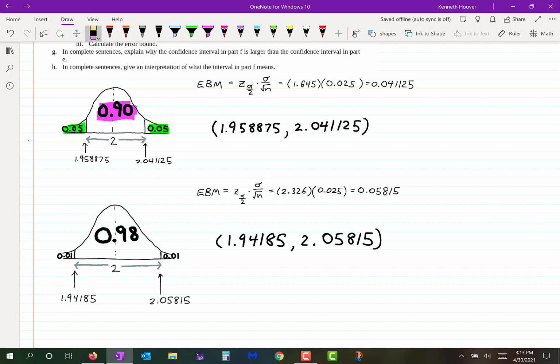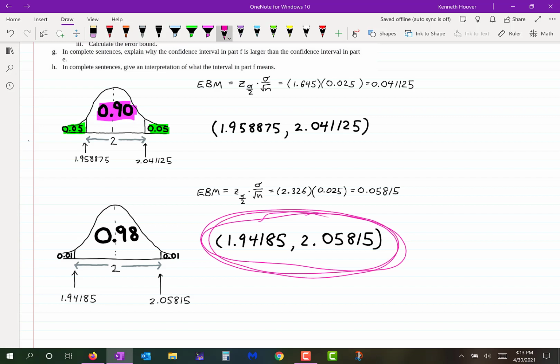Okay, so question H is to give an interpretation of this interval. I'm not going to write it out, I'm going to say it. Listen carefully. If I were to randomly select a bag of candy with the intention of weighing it, I am 98% confident that the weight will fall in this interval. In other words, I'm 98% confident that the weight will be somewhere between those two numbers. Okay, now let's answer G.